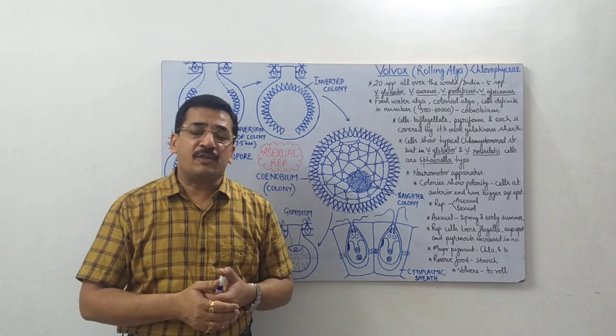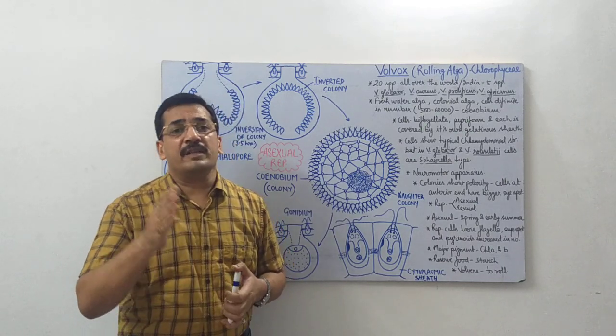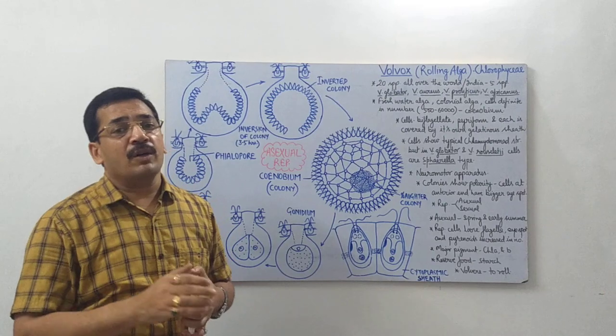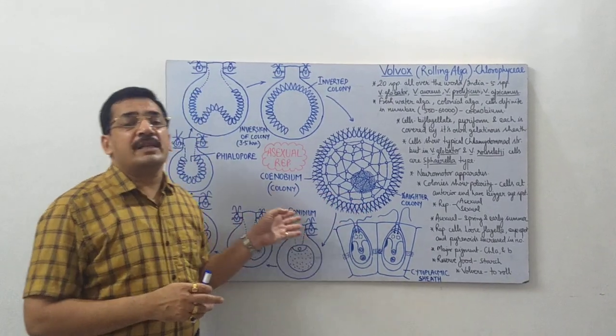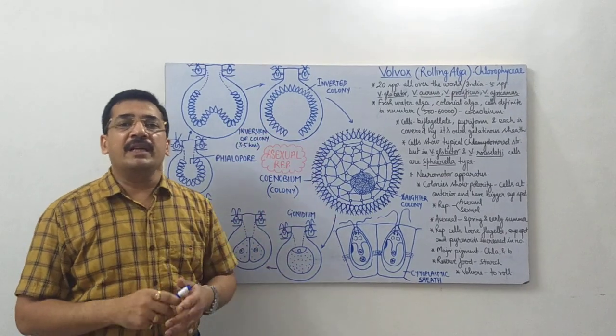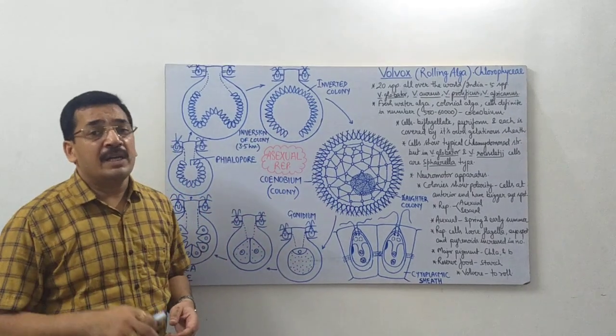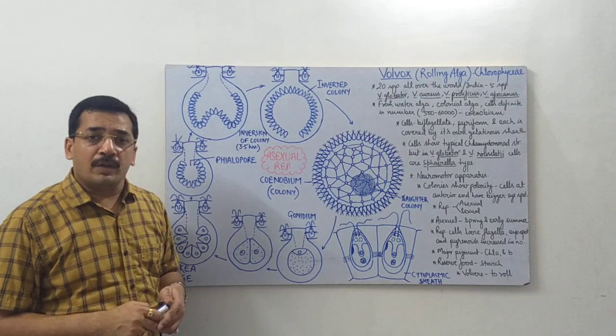But as far as the sexual process is concerned, it generally starts after the completion of the summer season. In this video, we will discuss only the asexual process of reproduction, and in the next video, we will discuss the sexual process in Volvox.